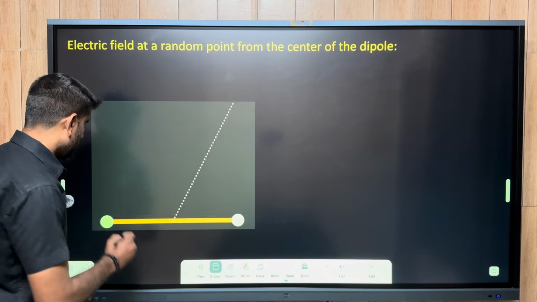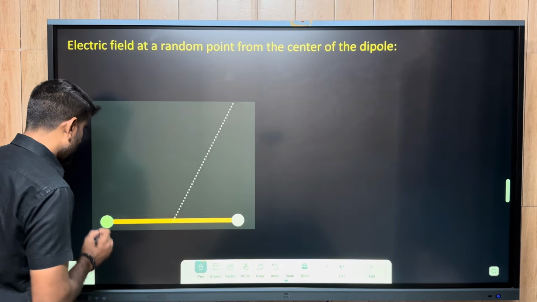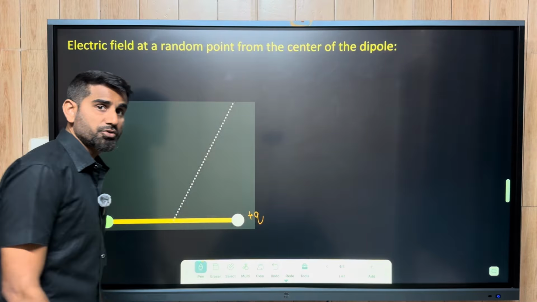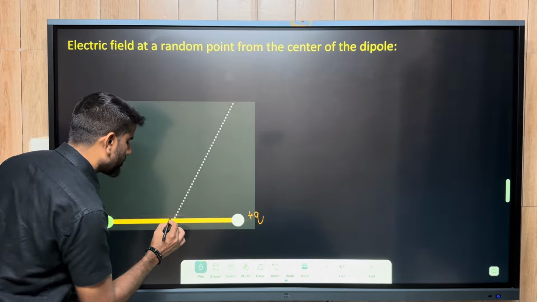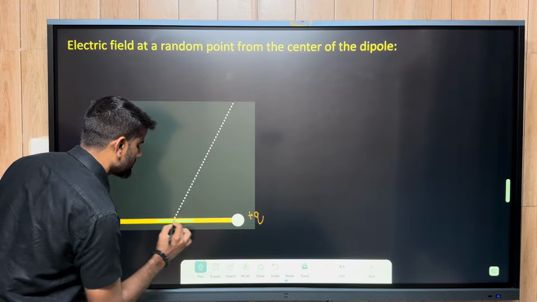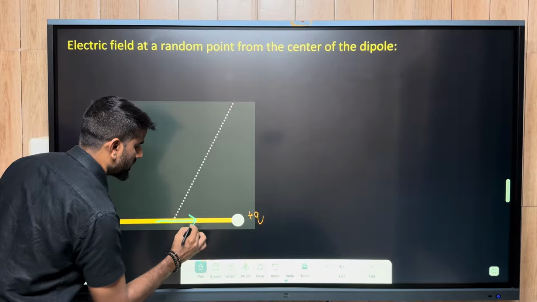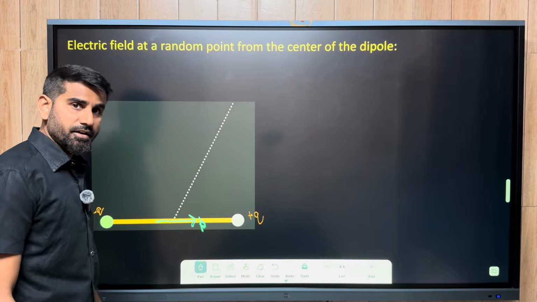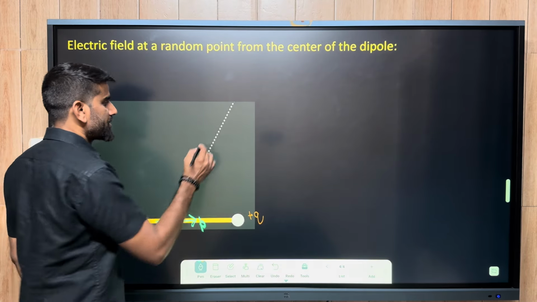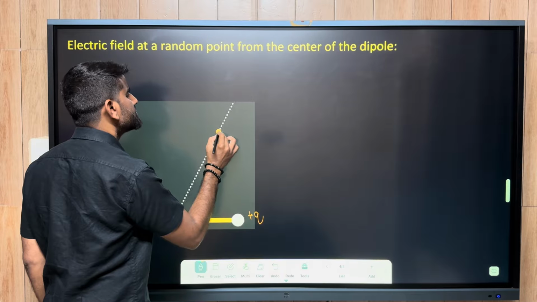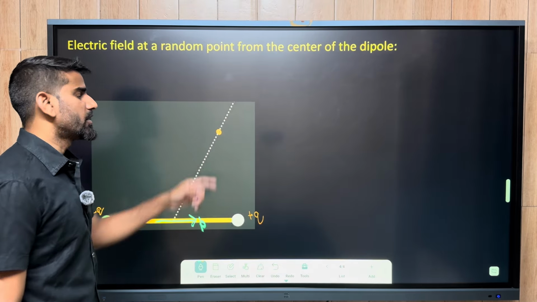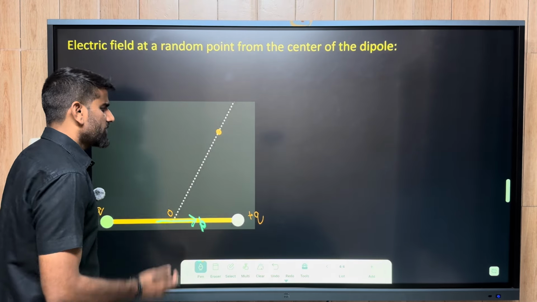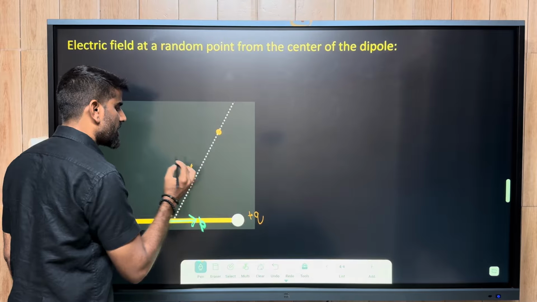Okay, now we have the dipole here. One is negative q charge, the other one is positive q charge. Now the electric dipole moment is pointing in this direction, right? So this is our dipole moment, right? Now let us consider a point somewhere here. We need to find the electric field at this point from the center of the dipole, which is 0. Okay, and let's suppose this distance is r.